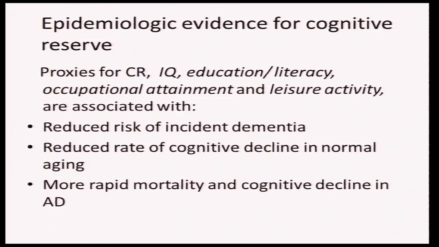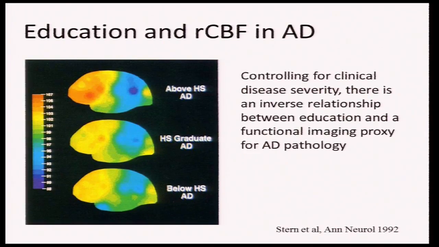The evidence is more mixed, but there are enough studies to suggest that they can impact the rate of cognitive decline in normal aging. And then a counterintuitive concept is that people with higher reserve have a reduced risk of developing dementia, or develop it later, but once it develops, there's a more rapid rate of mortality and cognitive decline. I always show this slide.